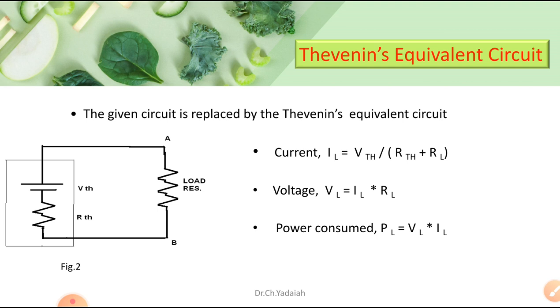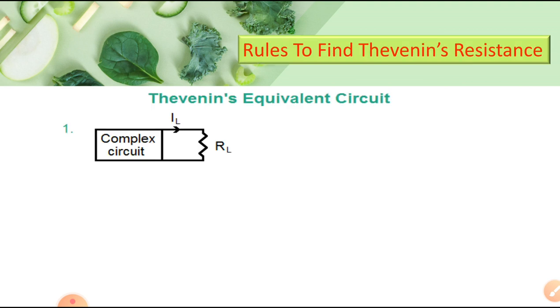Let us conclude the rules once again. Okay, so let us see it. Thevenin's equivalent circuit: whatever the complex circuit is given, the complex circuit may consist of a number of voltage sources, a number of current sources, a number of passive elements. Whether it may be connected in series and parallel, zigzag, anything, whatever the complex circuit, that is simplified with a voltage source and a resistive element.